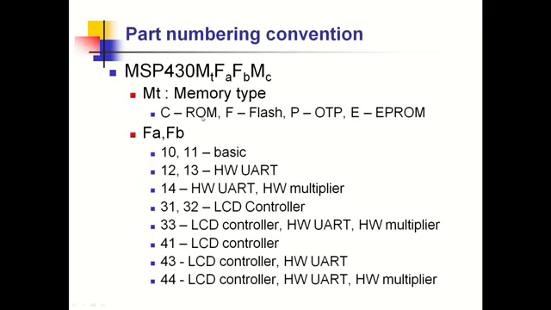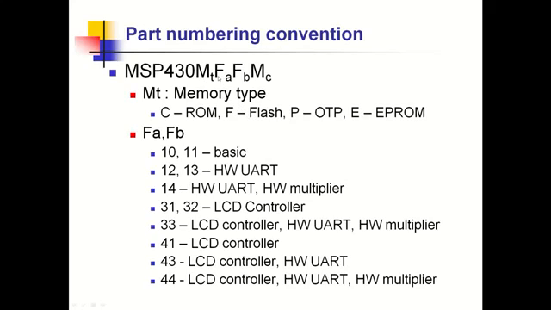The suffix meaning is: after MSP430, the first one talks about the memory type. That is, you want to have an inbuilt ROM, flash, one-time programmable, or EPROM. You need to specify that after MSP430. For example, usually we buy MSP430F. That is because we want to have a flash MSP430.